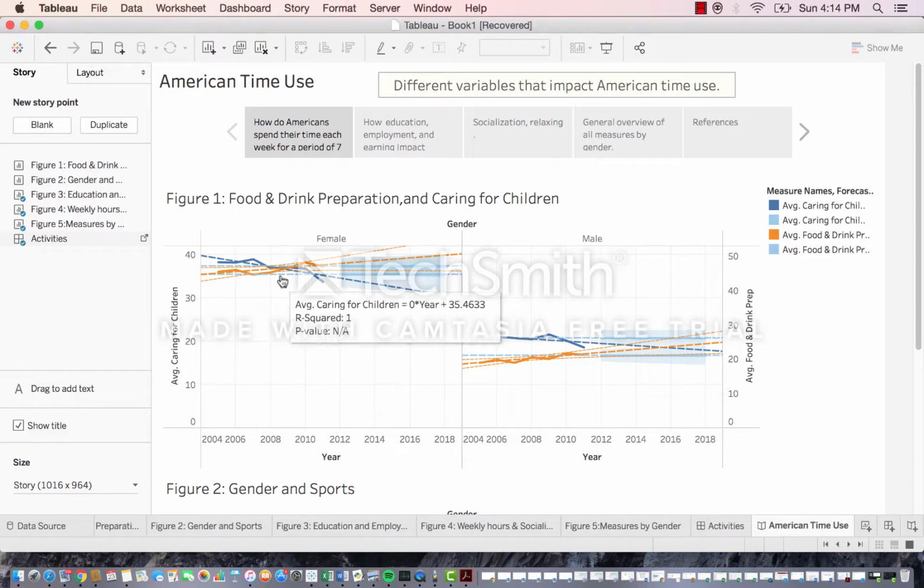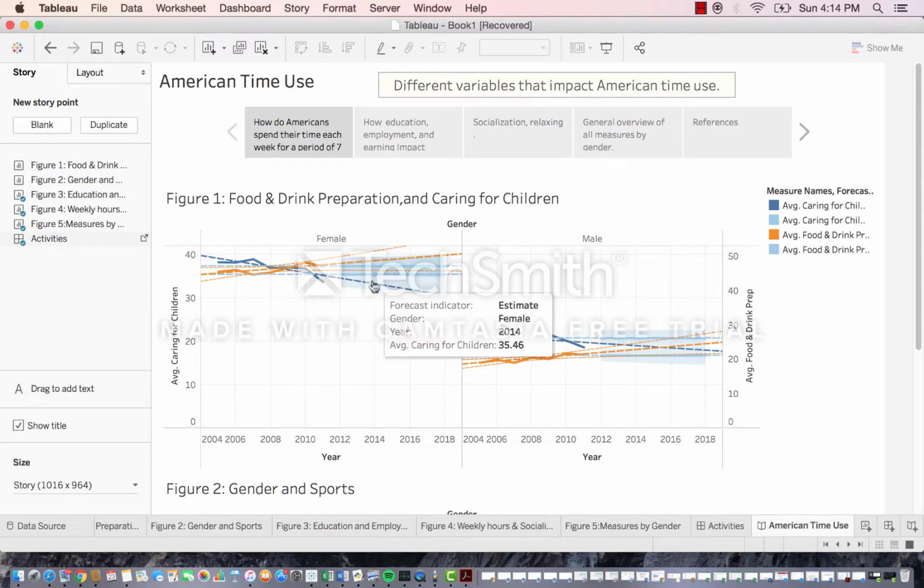As you can see, I used the line graph and I included color to differentiate my variables. I also included trend lines to give me more insight on my analysis. As you can see from the trend lines, food and drink preparation is trending upwards, while caring for children is trending downwards over the years. This makes sense considering the fact that as a family grows bigger, they'll spend more time on food and drink preparation, and adults will spend less time on caring for children because the children will grow older.